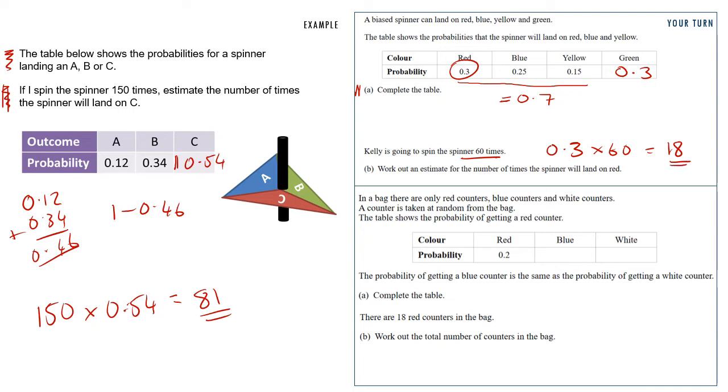Remember, this is an estimate, it's probability. It's unlikely to follow that exactly, but it should be somewhere around that. The more spins we do, remember, the more the experimental result will be in line with this theoretical probability.